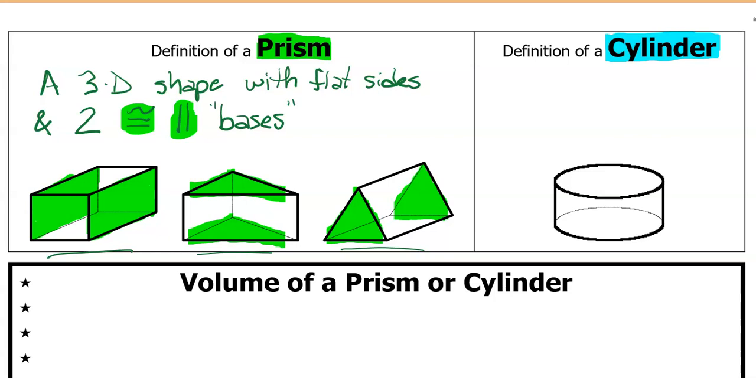But the reason we're going to do cylinders at the same time is because cylinders are basically prisms. They just miss out on this flat requirement. So a cylinder, I'm going to put prism in quotation marks.